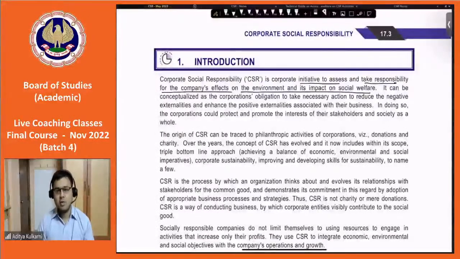It takes resources from the environment, and therefore it has to give back to the society. That is why CSR is conceptualized with the idea that the company has to return back to the environment from which it is taking the resources, that is the nature, as well as to the people from whom it is taking the resources. So it's the social welfare.